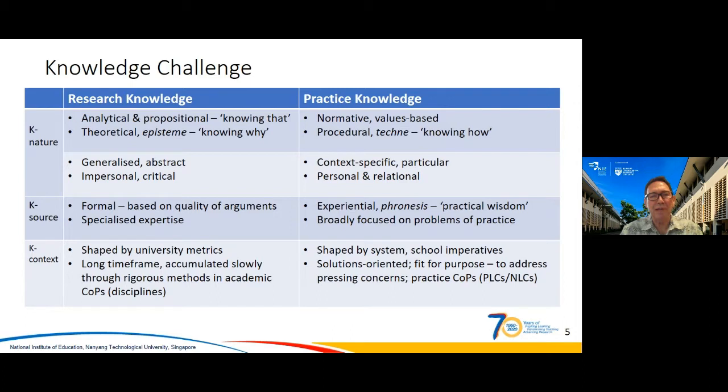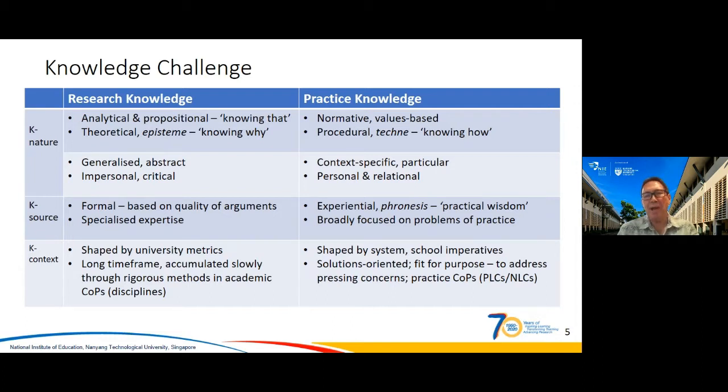It's meant to be generalizable, and it's abstract, tends to be impersonal and critical. It's formal. We spend a lot of time focusing on arguments that are well supported by evidence, and we tend to focus on specialized expertise. So there's a longer time frame where we're looking quite carefully and deeply into particular kinds of problems using rigorous methods and so on. And it's shaped by university metrics that focus on things like publishing in high impact journals, citations.